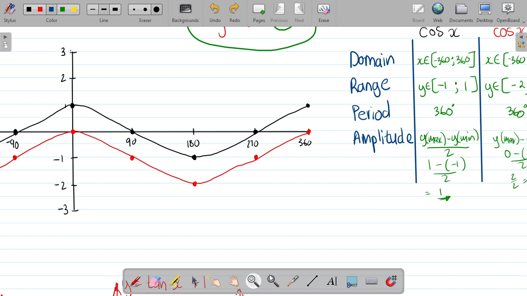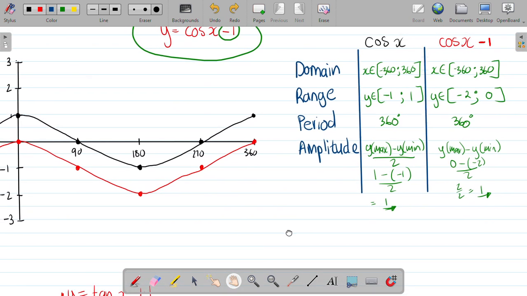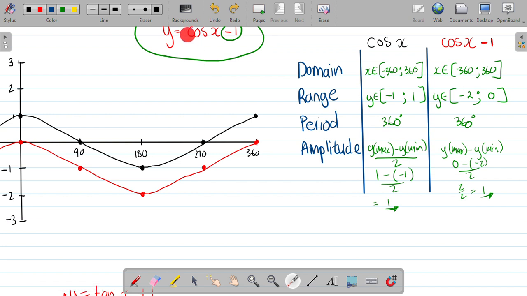I'll zoom in a bit. What we're going to do is take the maximum y value. The maximum was 1 for the black graph, and the minimum was -1. So 1 minus -1 becomes 2 over 2, which gives you 1. For the red graph, again you can simply take the 1 from there. If you want to do it this way, the maximum was 0 minus the minimum, which was -2. The minus minus becomes a positive, and it becomes 2 over 2, which is 1.